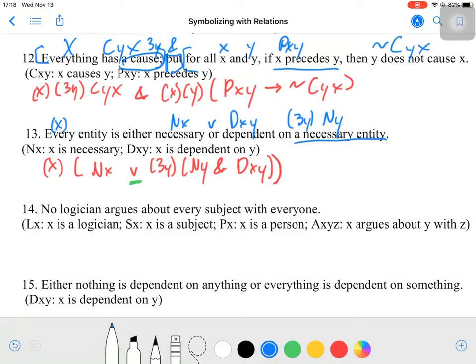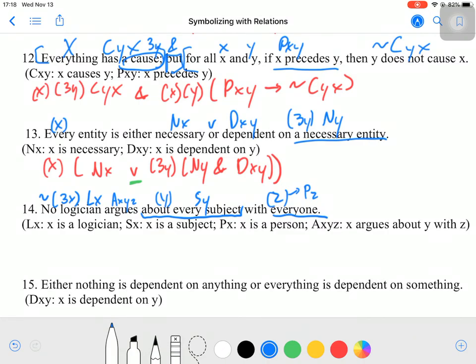Let's go on to 14. No logician, so it is not the case that there exists an x. Logician is Lx, and then argues is going to be Axyz. Argues about every subject. So for every subject here, there's going to be all of y. It's going to be y as a subject. And then we have everyone. This is going to be all z. And we know that z is a person.